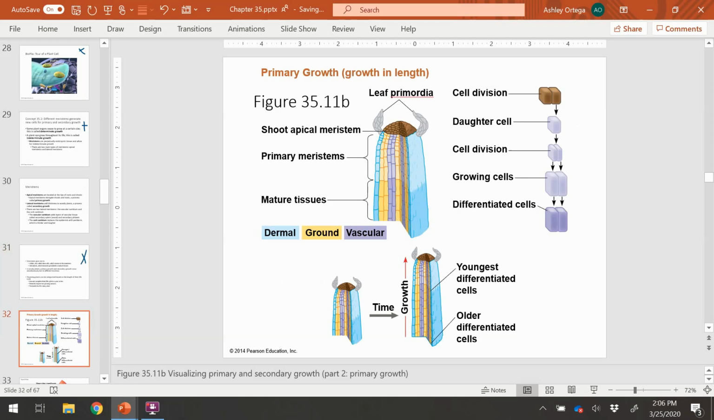So primary growth, growth in length, is shown here. There's a cell division that forms a new daughter cell, then that cell divides and grows and differentiates. And as it elongates, as it gets longer, there are regions of mature tissue, what we call the primary meristem region, and then the apical part. Over time, all these regions stay, they just get longer. Obviously as more apical meristem is added, more primary meristem converts into mature tissue. And so as time goes on, it continues to get longer while maintaining all three states.